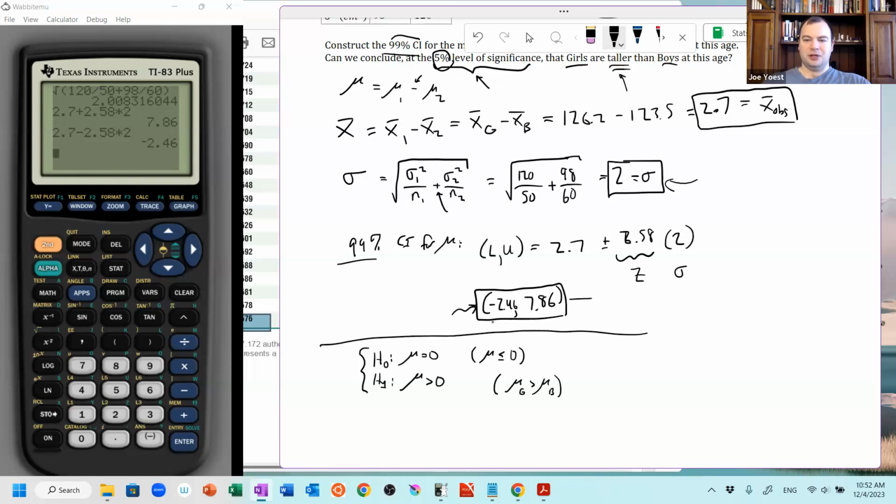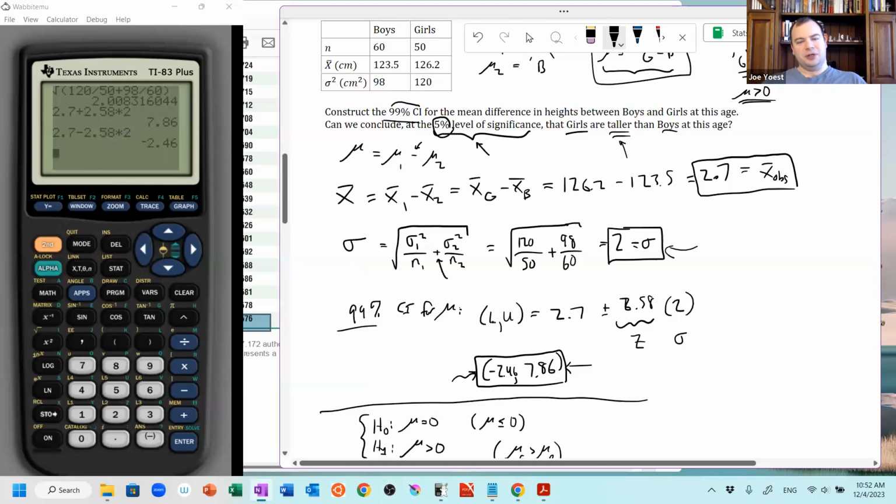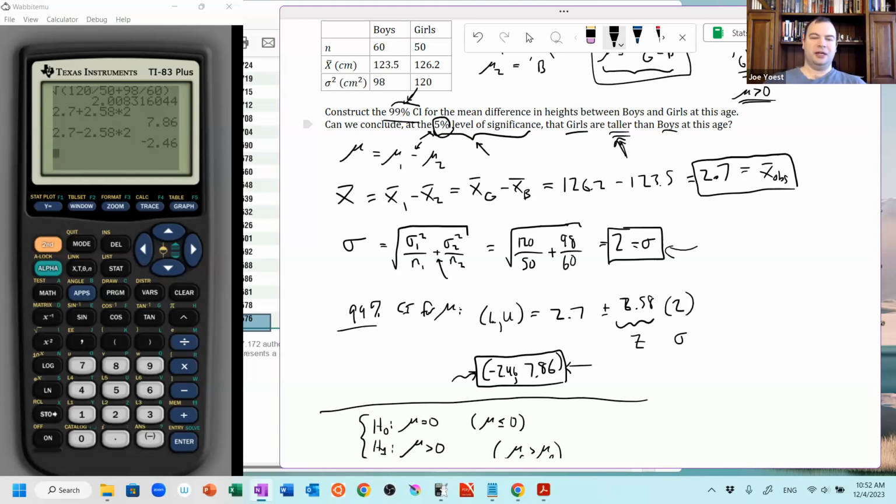So I can't use this confidence interval to directly answer my question for a couple reasons. Again, number one, I really want to just go through all the formality of the hypothesis test, just make sure I have all the logic right. Number two, it's at a different confidence or a different level of significance, 1 versus 5. And number three, this hypothesis test is one-sided, but my confidence interval is two-tailed. So really, for all of those reasons, I can't just look at the confidence interval and say, yep, 0 is in there, I'm done.